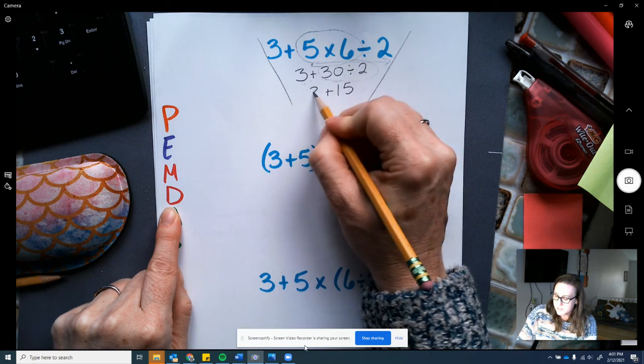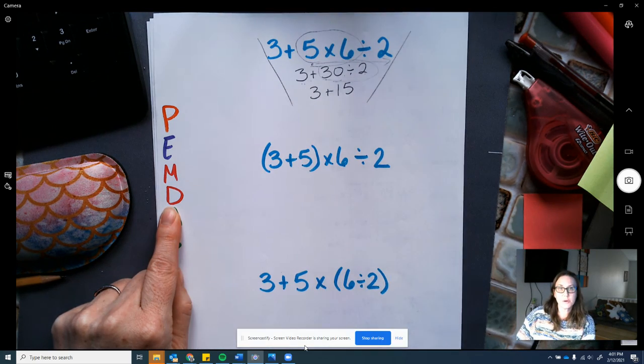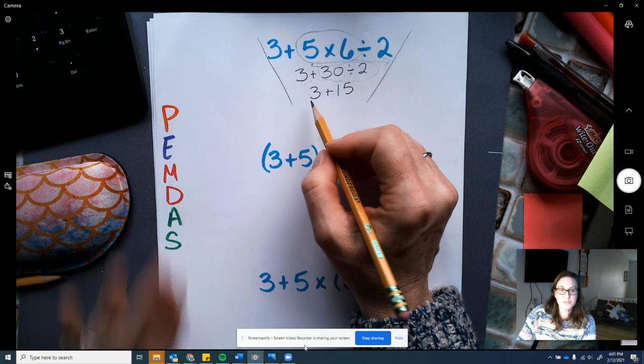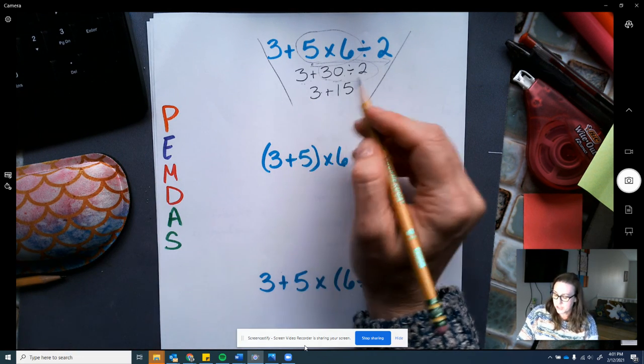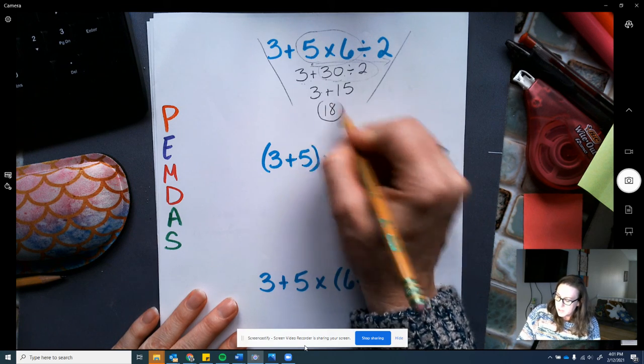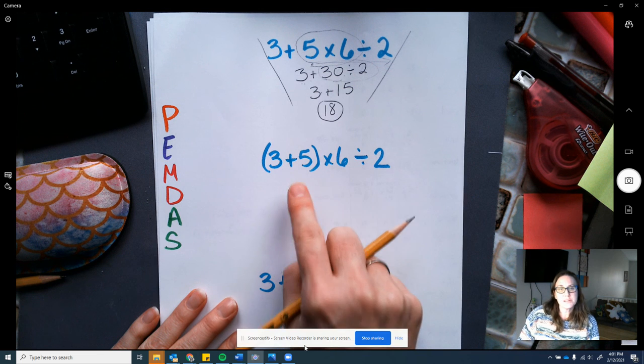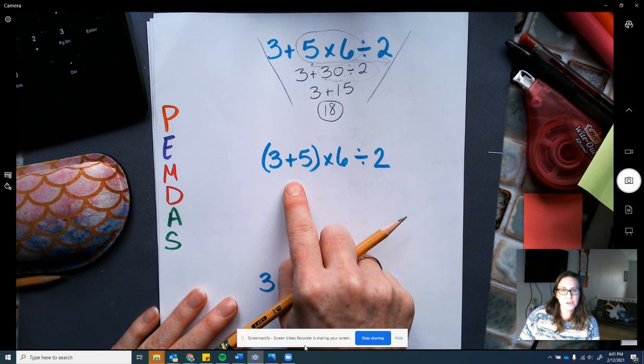I'm going to rewrite just the first part there. 3 plus 15, all I have left is the plus. I don't have to worry about PEMDAS. I have one operation, is 18. So when there's no parentheses, the answer is 18. How does it change if we do this one first?